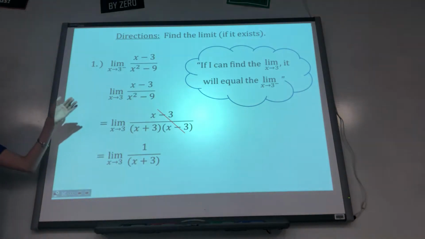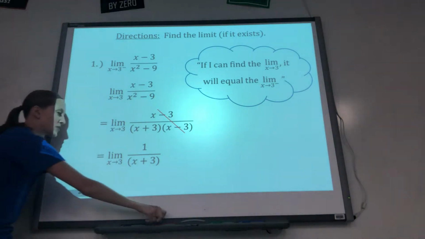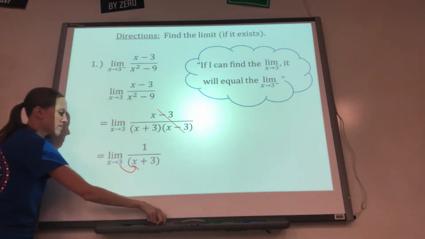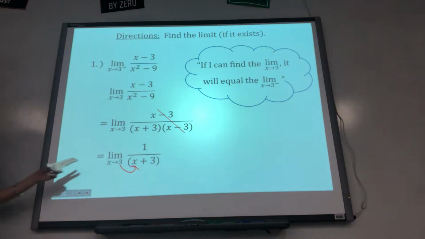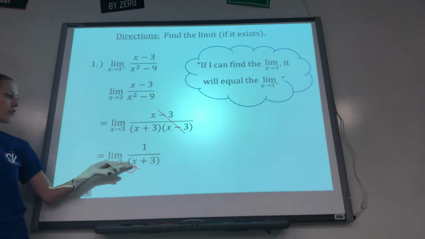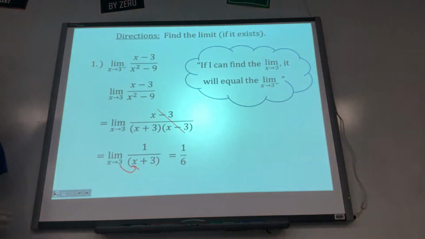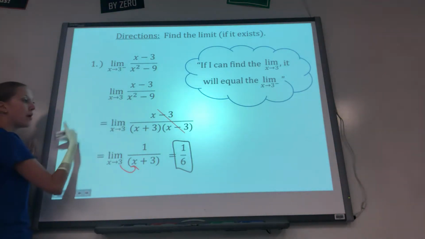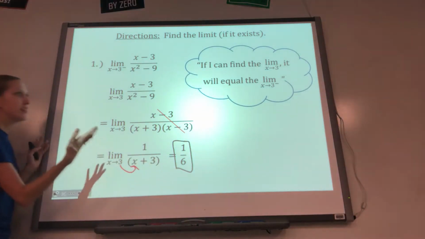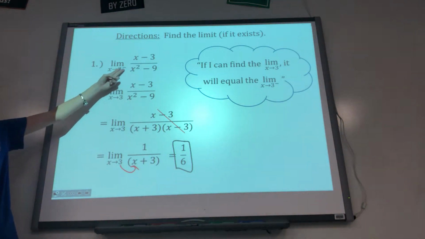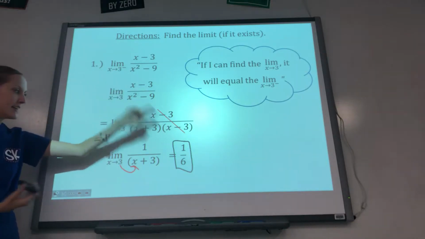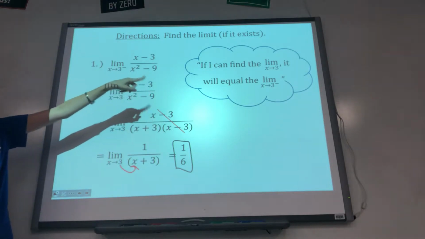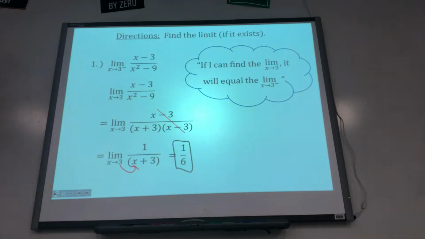Now it has turned into just 1 over x plus 3. And at this point, we should be able to plug back in that value of x. So on bottom, 3 plus 3 is going to give you a 6. If the limit as x approaches 3 from both sides is 1/6, then you can assume that the limit as x approaches 3 from just the left is 1/6. So that's kind of what we described over there in our thought bubble. Okay, any questions about number 1?